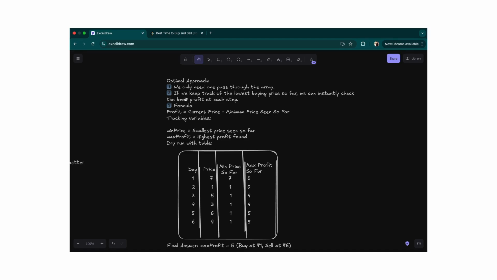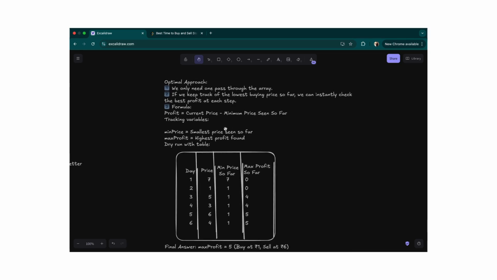So what we have to do is, if we keep track of the lowest buying price so far, we can instantly check the best profit at each step, and the formula will remain the same for profit, that is current price minus the minimum price seen so far. Okay, so does this make sense? We will discuss it with a table and an example. So let's go through the optimal approach.